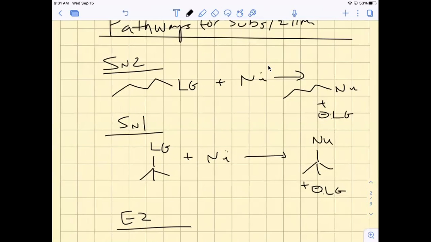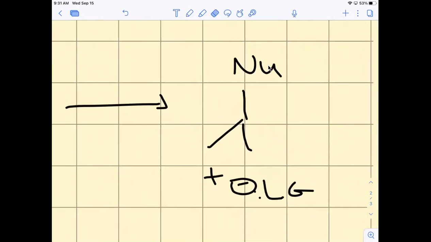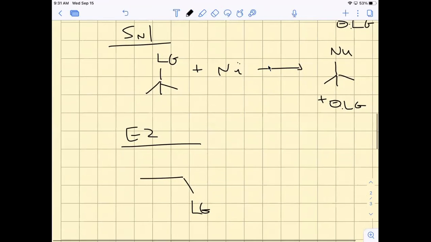So the SN1 is stepwise, where you lose the leaving group first, you get a carbocation intermediate, and then the nucleophile comes in and attacks. But right now, I'm just showing the outcome. But you're 100% correct. SN2 is concerted, and SN1 is stepwise. So SN2 and E2 are both considered concerted reactions, right?